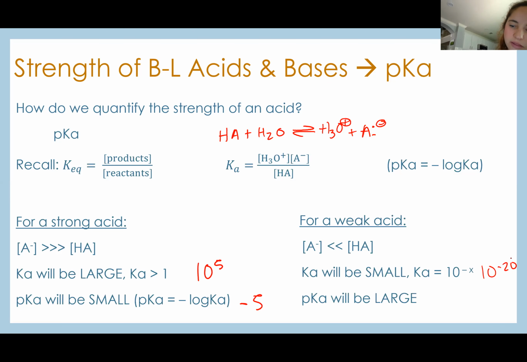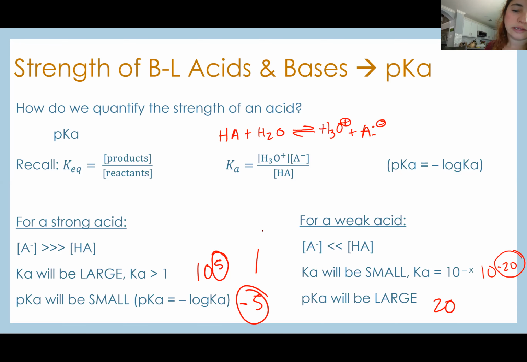That means that pKa will be large. If you take the negative log of 10 to the -20th, what will your pKa be? If the pKa of 10 to the 5th was -5, this is 20. So what we want to start getting in our heads is that if we have a small number, we are looking at something that's more acidic. If we have a larger number, we're looking at something that's more basic, potentially.